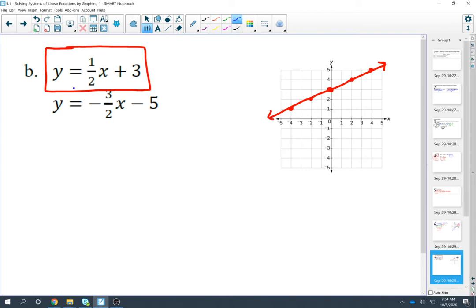Our other one, y equals -3/2 x minus 5. Our y-intercept is -5. And then our slope is -3/2. So I would have to drop 3, run 2. But in this case, I'm actually going to rise 3, 1, 2, 3, and go back 2, 1, 2, and then draw our line.